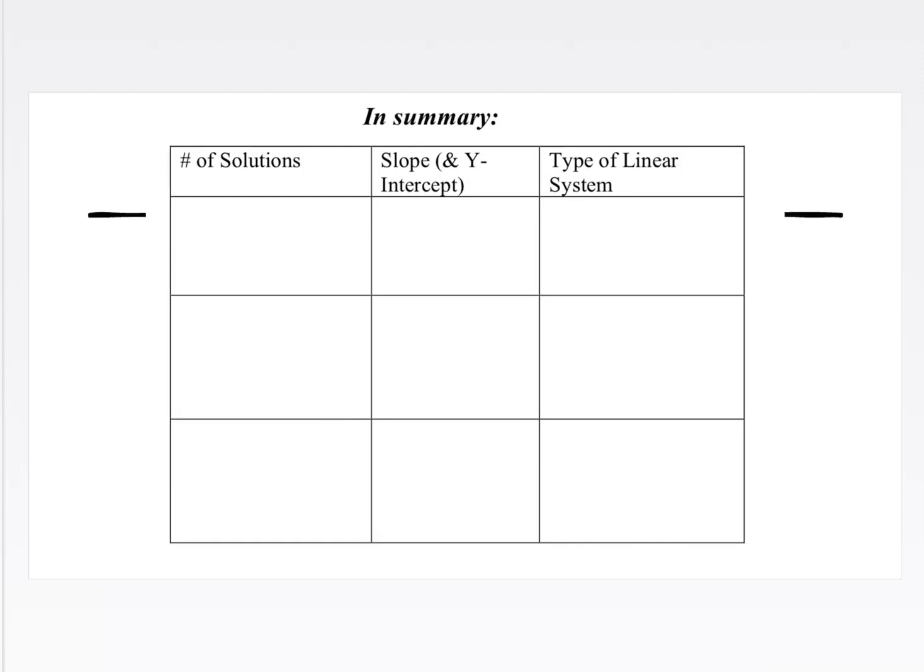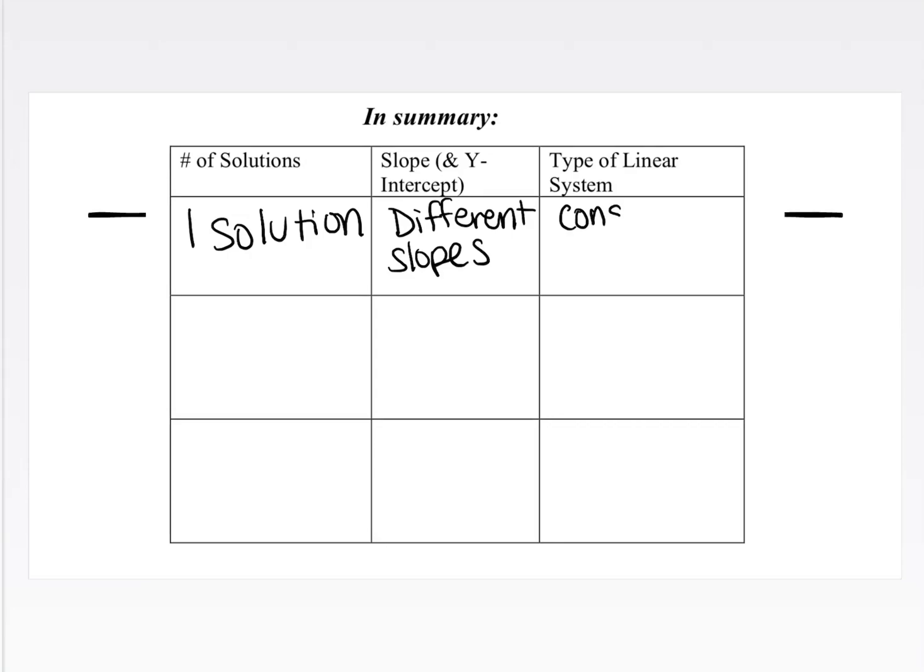Okay, so in summary, if we have one solution, then that means we will have different slopes. Here we could have the same y-intercept, or we could have different y-intercepts. If we had the same y-intercept, that would be where our solution is. But they have to have different slopes in order to have one solution. This is called consistent, because there is a solution, and independent, because there's specifically one solution.